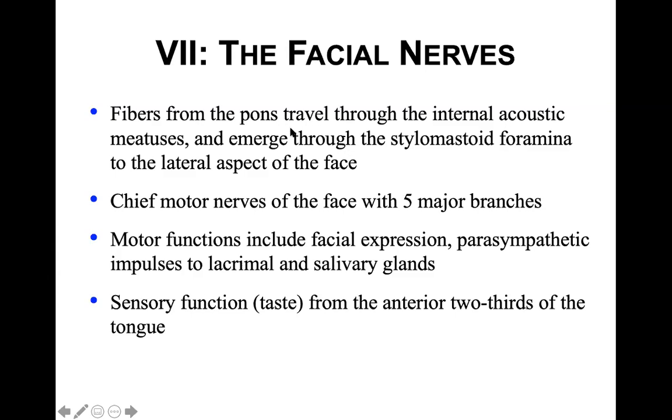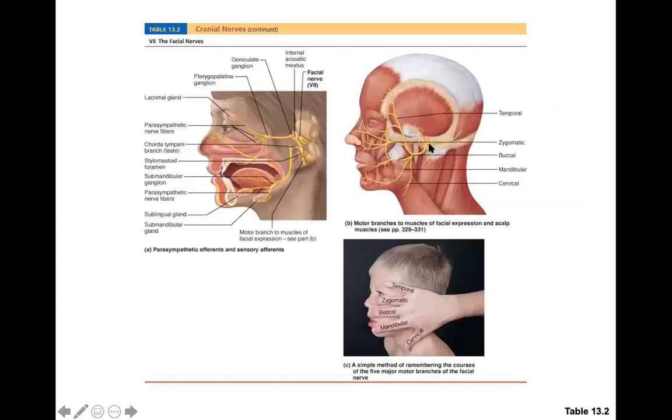Number 7, the facial nerves. The fibers from the pons travel through the internal acoustic meatus and emerge through the stylomastoid foramen to the lateral aspects of the face, the chief motor nerves of the face with 5 major branches. Motor functions include facial expression, parasympathetic impulses to the lacrimal and salivary glands. Sensory function, such as taste, from the anterior 2/3 of the tongue. And here you can see the various branches: the temporal branch, zygomatic branch, the buccal branch, the mandibular branch right down here, and then the cervical branch down here.